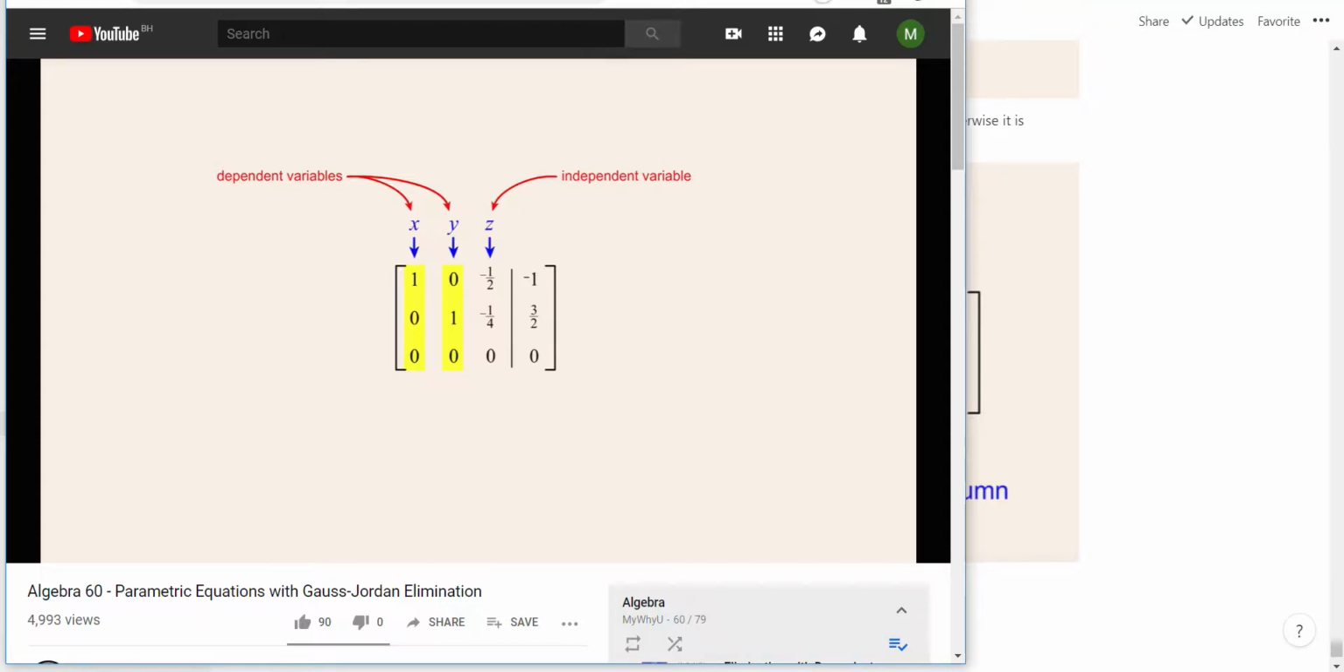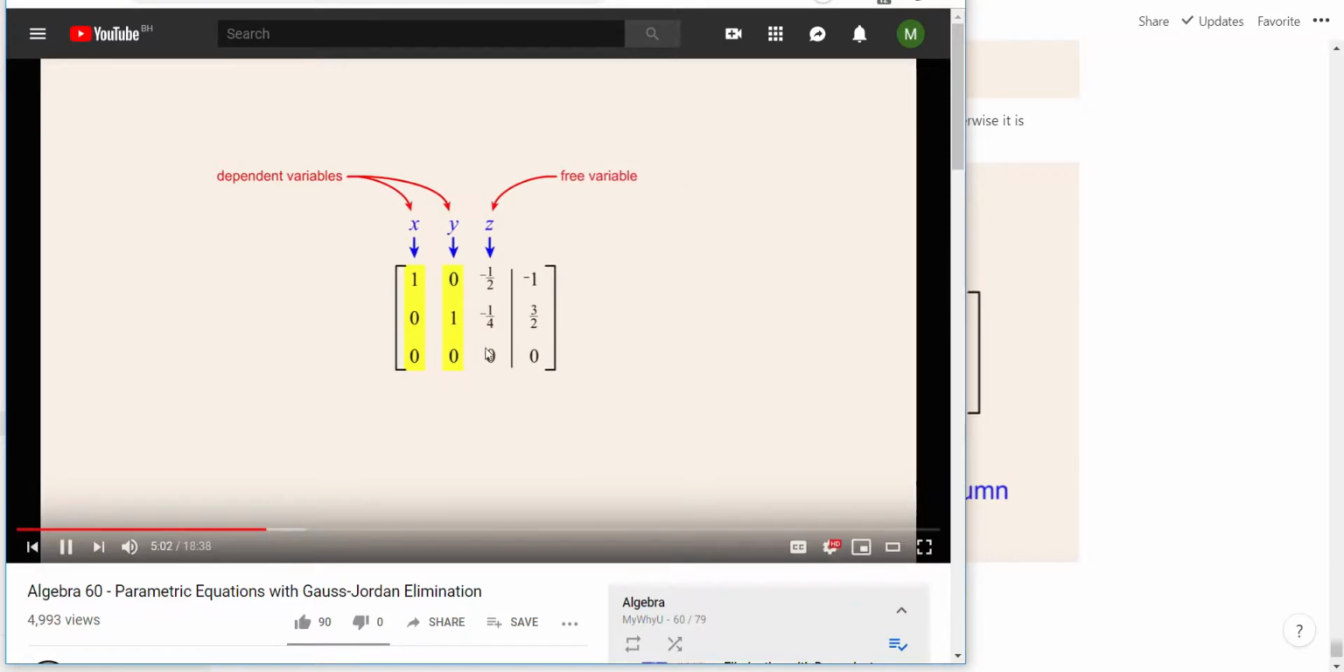In the parametric equations, the values of the dependent variables are expressed as functions of the independent variables, which can vary freely. For this reason, the independent variables are sometimes referred to as free variables.